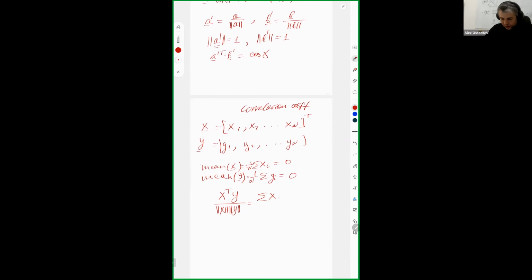So that will be the sum of xi yi, divided by the square root of the sum of xi squared, divided by again the square root of the sum of yi squared, which you could have put squared here, but I just emphasized that. So this is the norm of vector x, this is the norm of vector y, and this is the scalar product of the two vectors, okay?